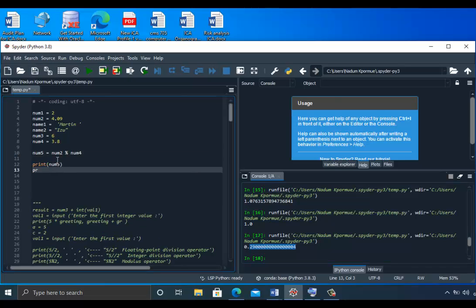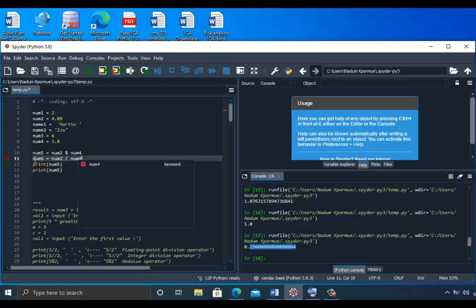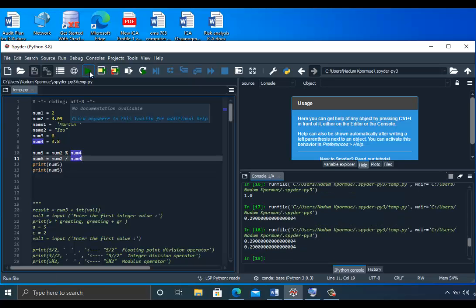Let's also get a print statement and do the same for num6. Num6 is assigned num2, floating point division operator, num4. So let's see the difference between these two. The operands are the same, but the operators are different. Let's see their results. We are having the same results.